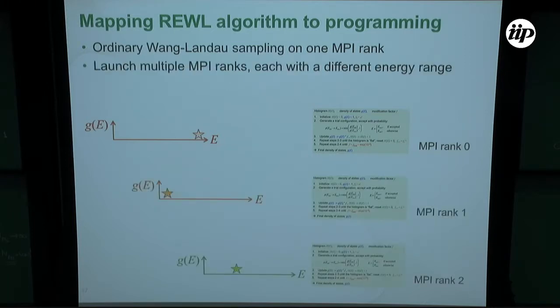And then, of course, if you want to have more walkers, or you want to do Replica-Exchange Wang-Landau, the first thing is that you need to give different ranks a different energy range. This is the first thing to do. This is very easy to do, because you can do this with an if statement, or maybe you can even calculate this based on what ID you are.